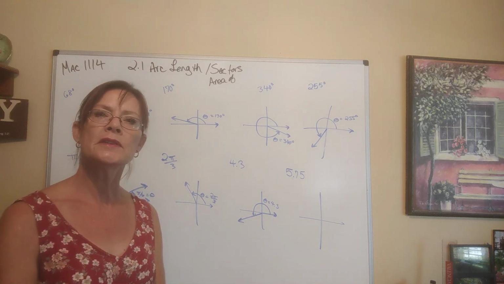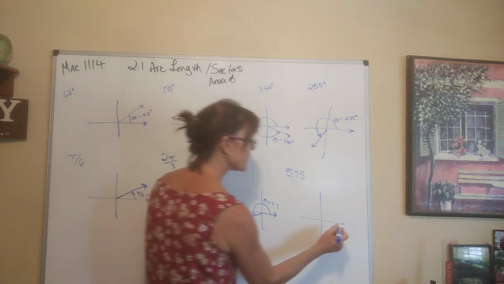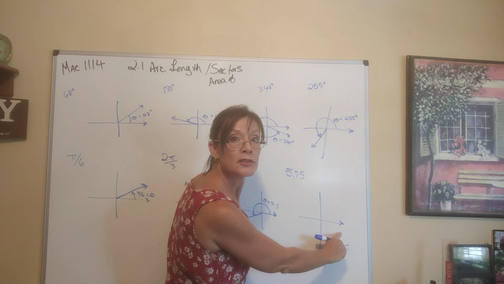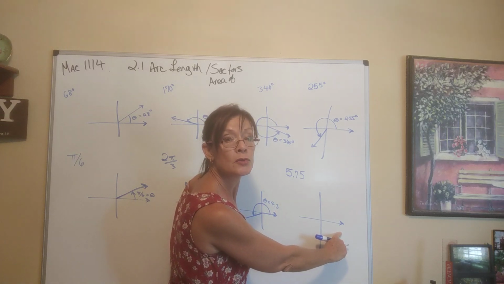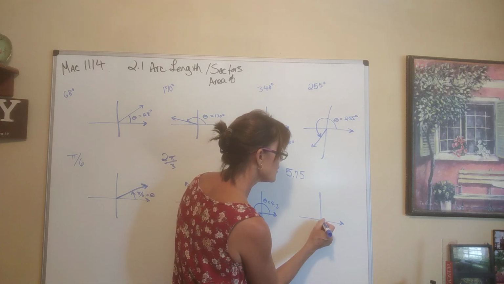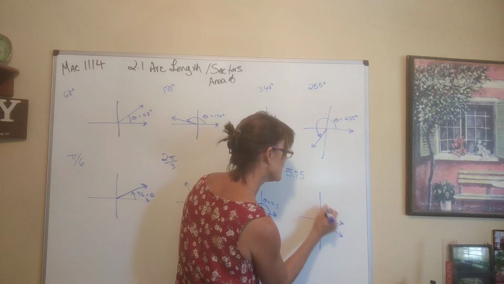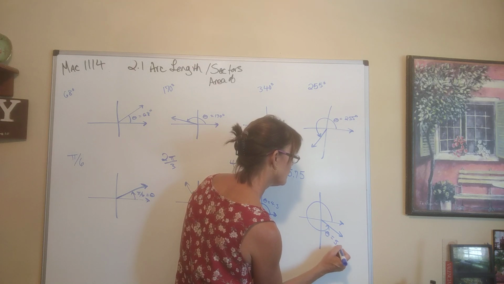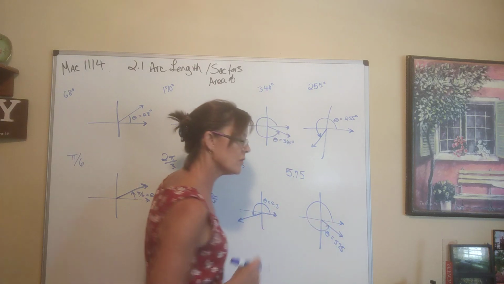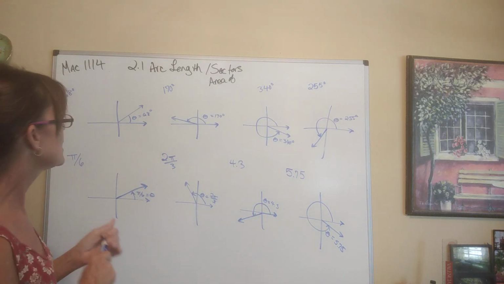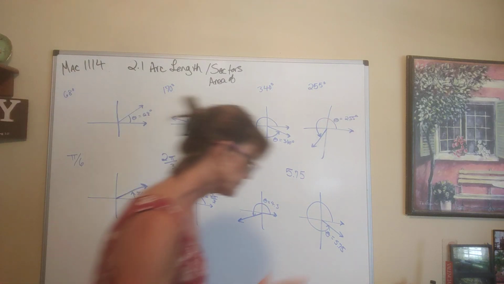What about 5.75? Well, this is 0. All the way around is 2 pi. 2 pi is about 6.28 if you look at that chart we did earlier. So it's going to be a little less than that. So maybe this. From here all the way around to here, theta is 5.75.